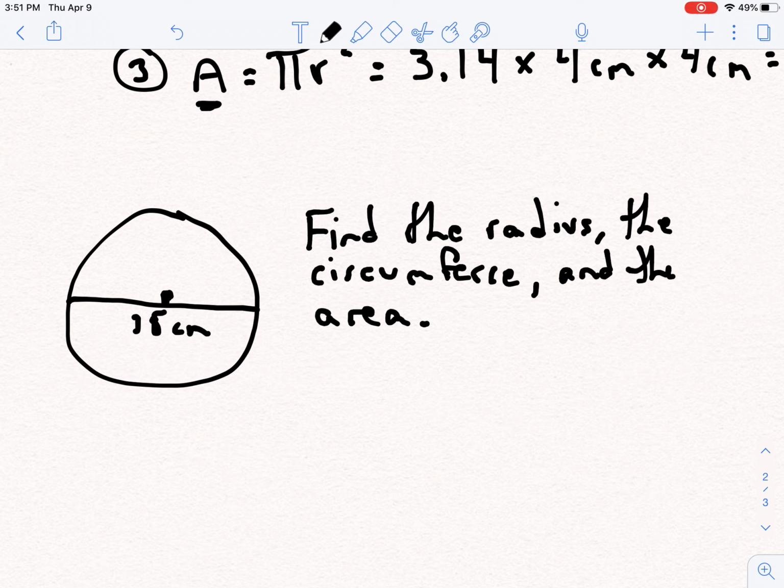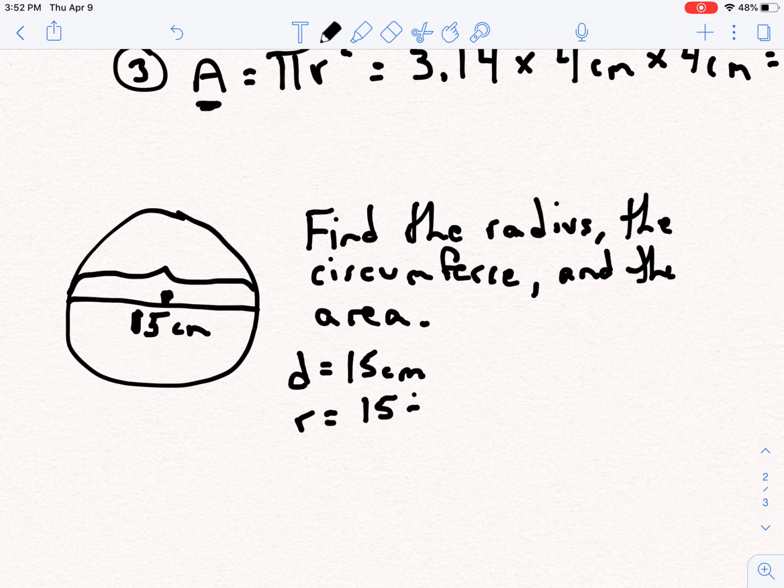Well, I'm looking at this, and we said that this was 15 centimeters. See if I can make that a little bit neater for you guys. That's 15 centimeters. Well, if that's 15 centimeters, I know that this, because it's going all the way across my circle, is my diameter. So I know my diameter is 15 centimeters. That means my radius, we know, is half of a diameter, because diameter runs all the way across, radius only runs halfway across. So I'm taking my 15 and I'm going to divide it by 2. And I get 7.5 centimeters. So I know that the radius is 7.5 centimeters.